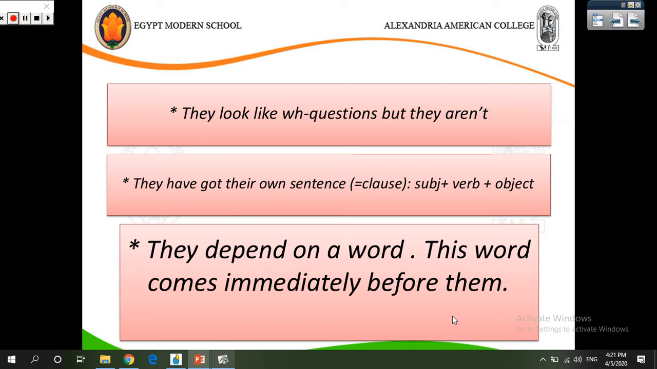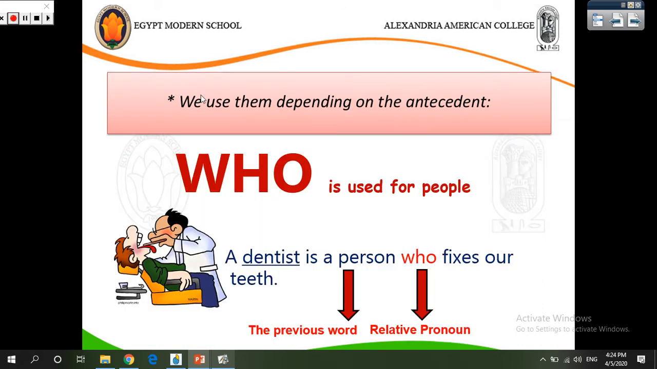So we depend on the word that comes immediately before our relative pronoun to use the relative pronoun correctly, the correct one. We cannot use which with people, of course, and we cannot use who with objects or animals. Next. We use them depending on the antecedent, and this antecedent, like what we've just said, is the word that comes immediately before them.